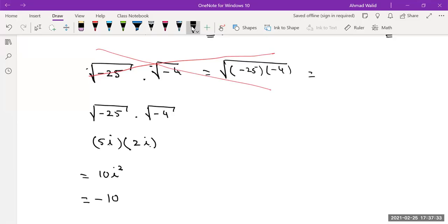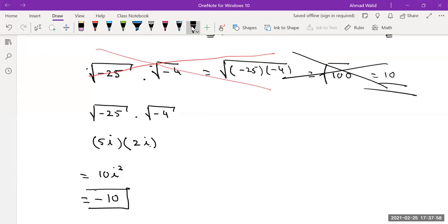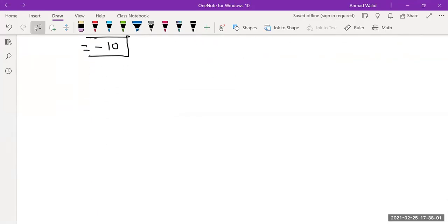If I go this way, let me finish this. If I go this way, this one will be the square root of 4 times 25, which gives you a positive 100. And the square root of 100 is positive 10. You see, your actual answer should be negative 10, but here you end up with positive 10. That's why I'm saying it's incorrect. It's wrong. Whenever you have the square root of a negative number, first simplify it, or first rewrite it as an imaginary number, then multiply. Correct?